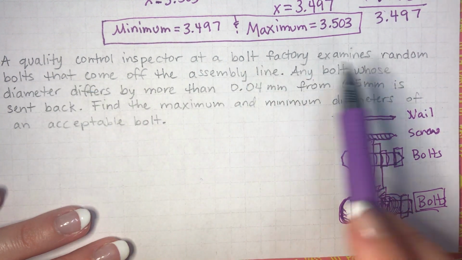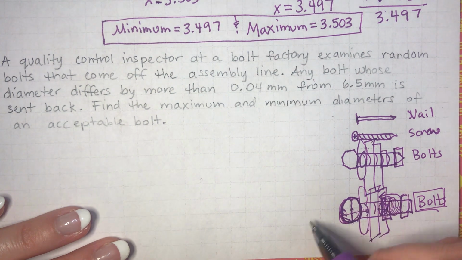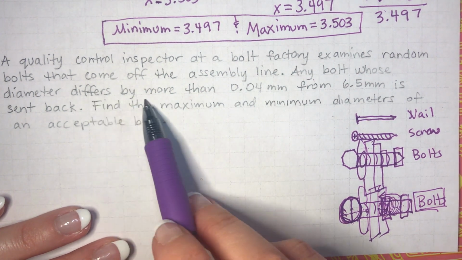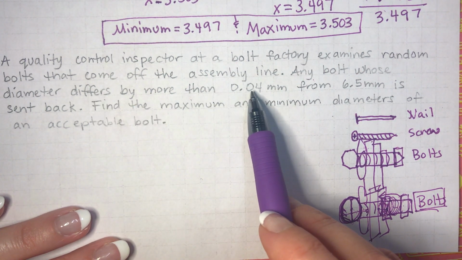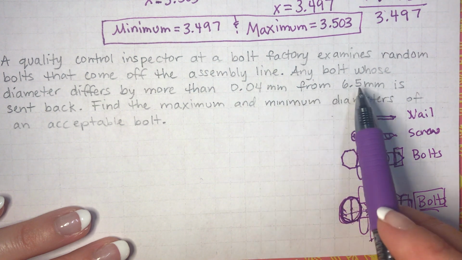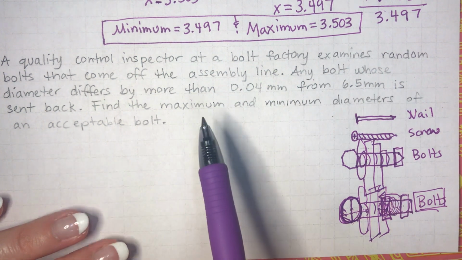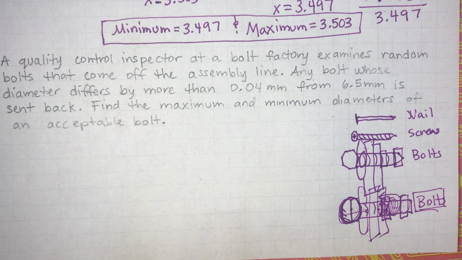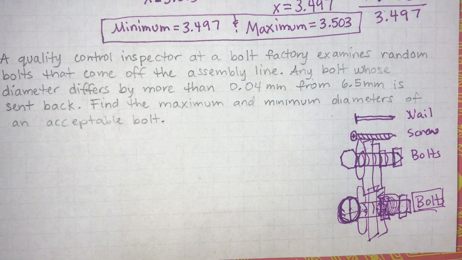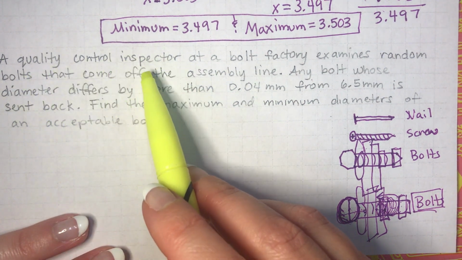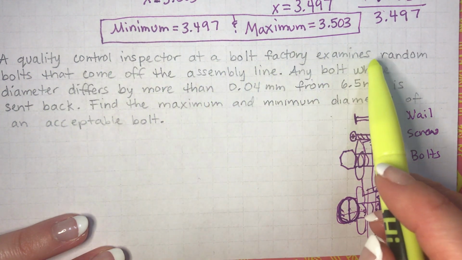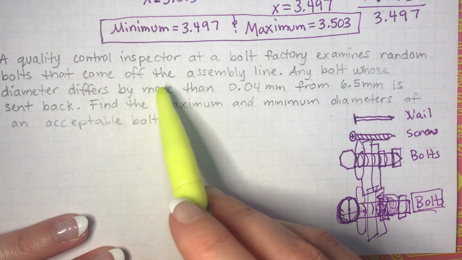Okay, so a quality inspector at a bolt factory examines random bolts that come off the assembly line. Any bolt whose diameter, so it's a circle, differs by more than 0.04 millimeters from 6.5 millimeters is sent back. Find the maximum and minimum diameters of an acceptable bolt. Okay, let's highlight the important information. A quality control inspector at a bolt factory examines random bolts that come off the assembly line.